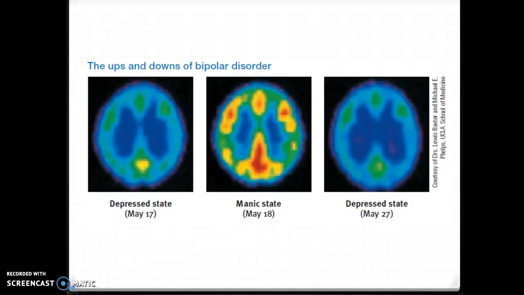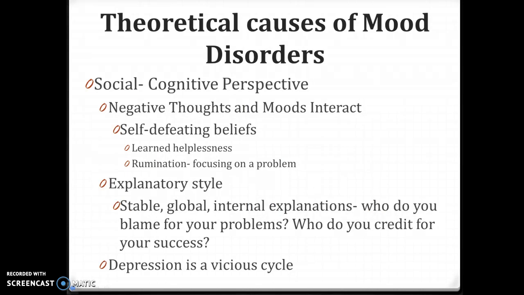This is the brain of one person, and you can see the ups and downs of bipolar disorder in these scans. These are just a few days apart. The first and second one are just 1 day apart. The first one is a depressed state, the second is a manic state, and the third is a depressed state. Just days apart, and you can see the changes in these scans. So we know that is a true cause.